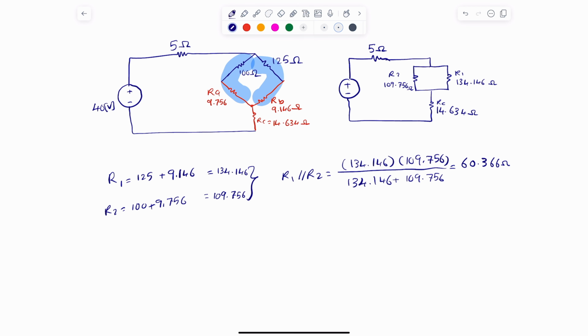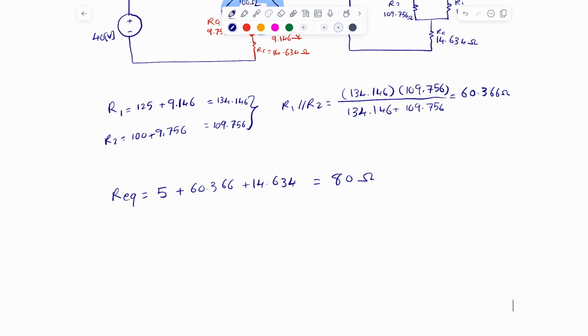Okay, so that will give me the R equivalent is simply 5 plus 60.366 plus 14.634, and that will be equal to 80 ohms. So now we know that this particular source is actually seeing 80 ohms, and that's the R equivalent. So if this is 40 volts and it's seeing 80 ohms, we can figure out what the current is. So that's I of S.